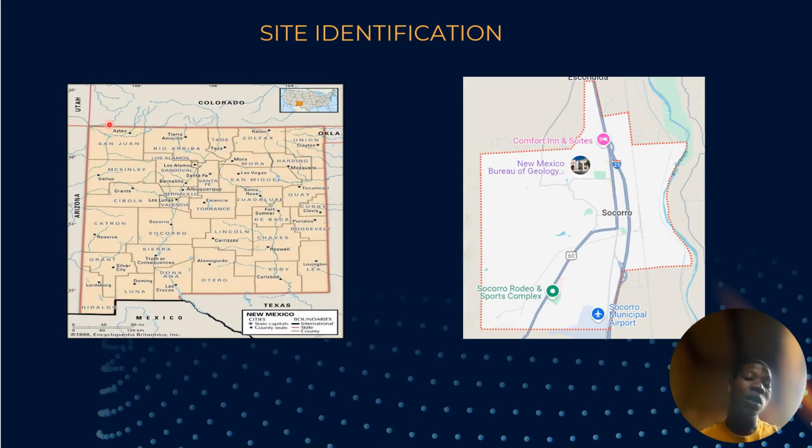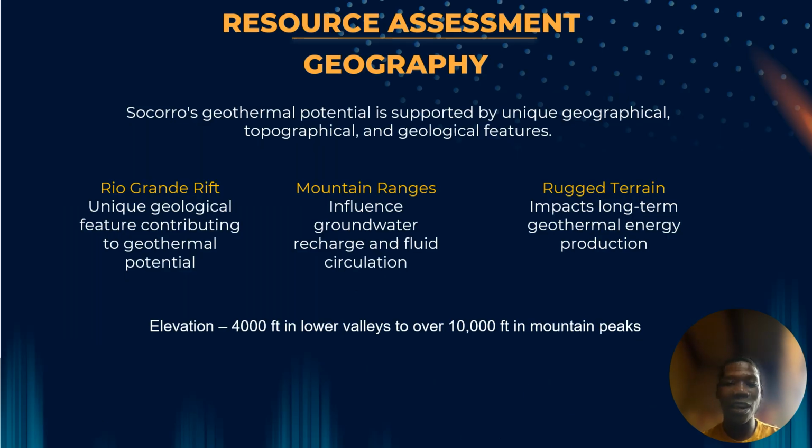Now, this is a map of New Mexico, and this is specifically looking down at Socorro. There is a Bureau of Geology, and just above the Bureau of Geology is MSEC, the Mineral Science and Engineering Complex. So we quickly move to resource assessment. What are the resources that we have?